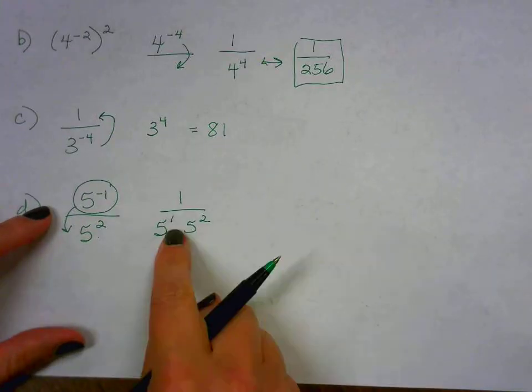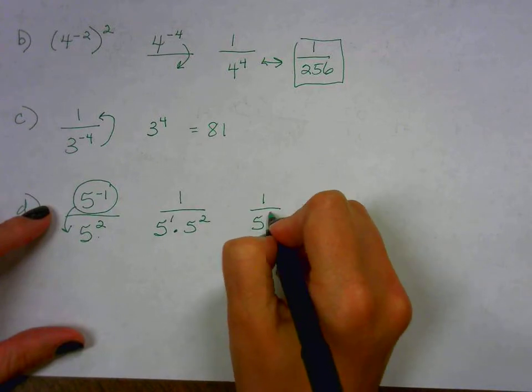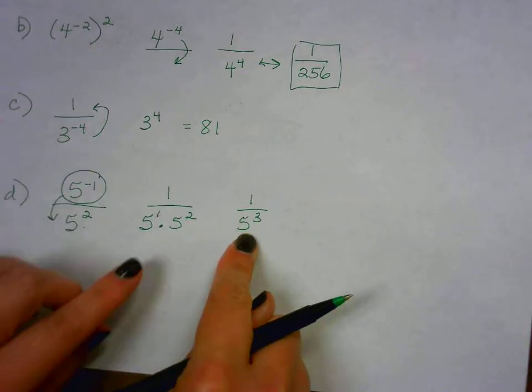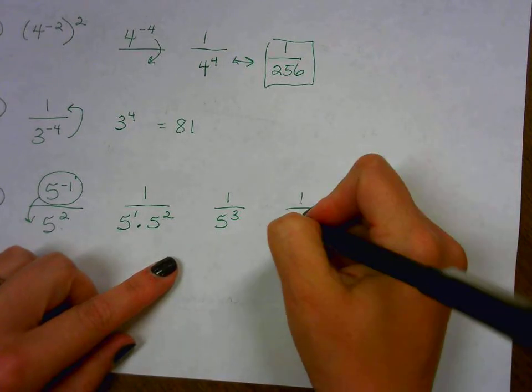And now you're going to go ahead and use your rules from the other day. So 1 over 5 to the 3rd. So sometimes you leave it like this. Sometimes you're going to go ahead and multiply it out so that it's 1 over 125.